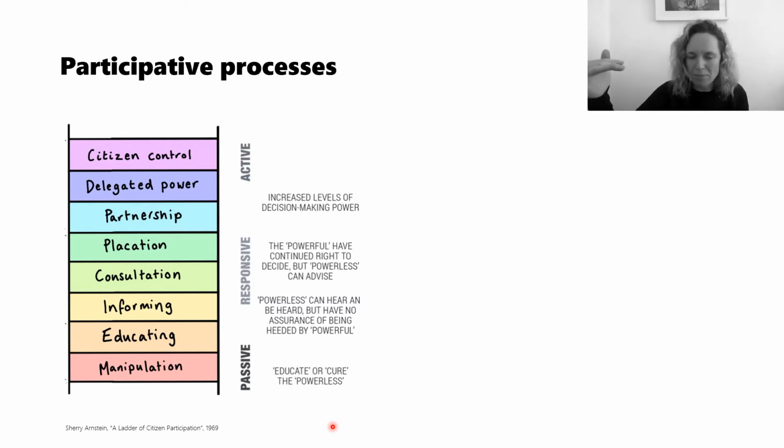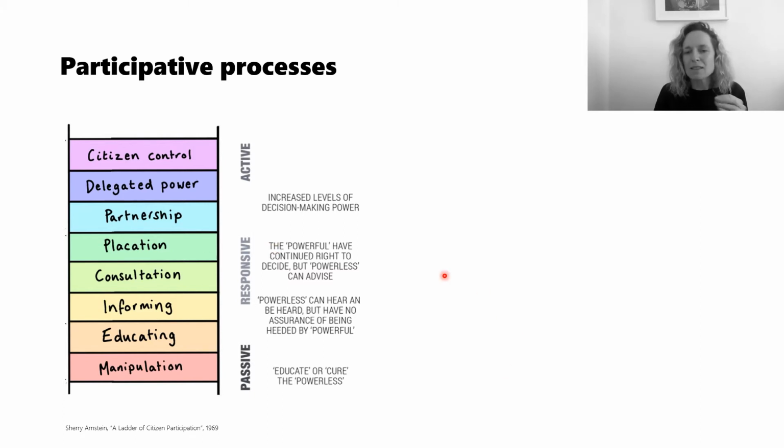If we step up a little bit to consultation, you'll often see in community projects that the community have been consulted or the community have been engaged. The community have been placated, is what Sherry Arnstein says. And this is what she frames as responsive.